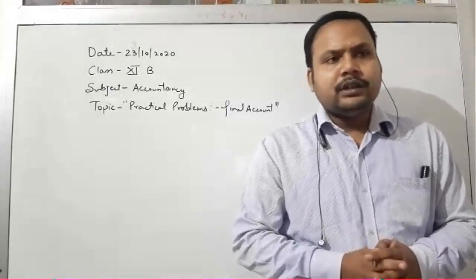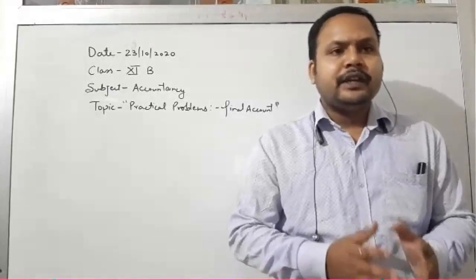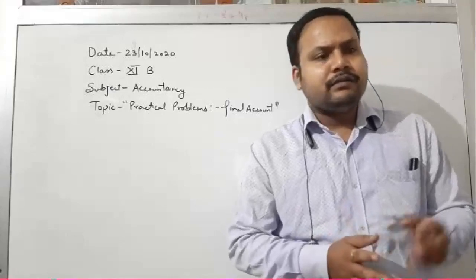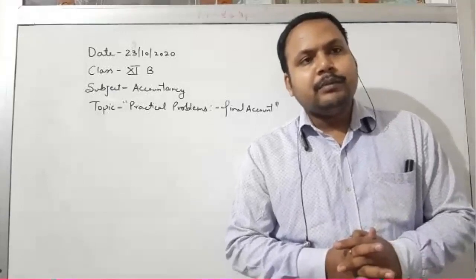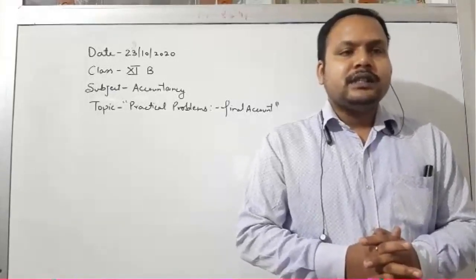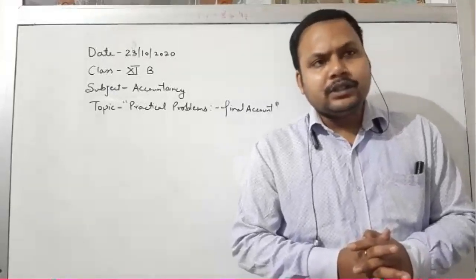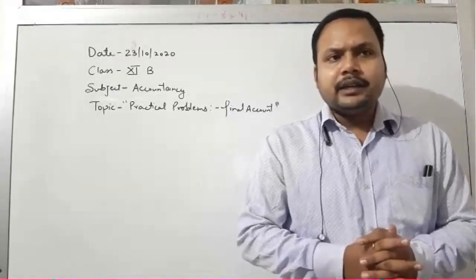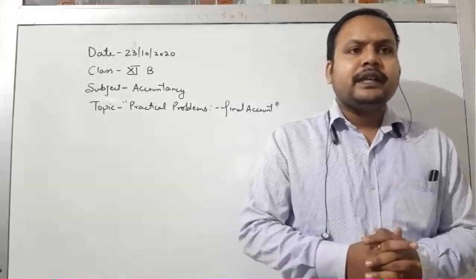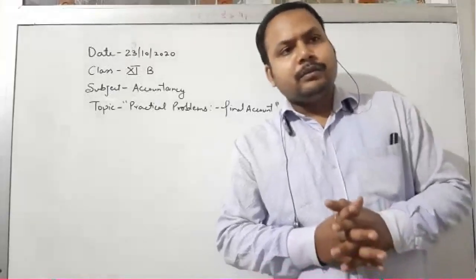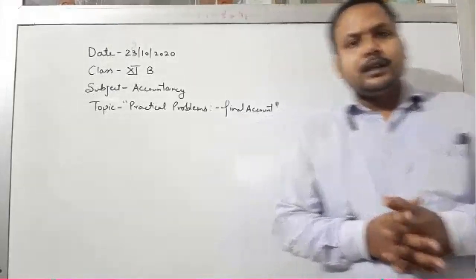First of all, in this video, we solve the practical problem related to the trading, profit and loss and balance sheet with a few adjustments, and thereafter we solve the practical problem related to goods and service tax with adjusted items like outstanding and prepaid. Okay, so let's start today's video. First of all, we take the practical problem from the book. The question is, please listen carefully.